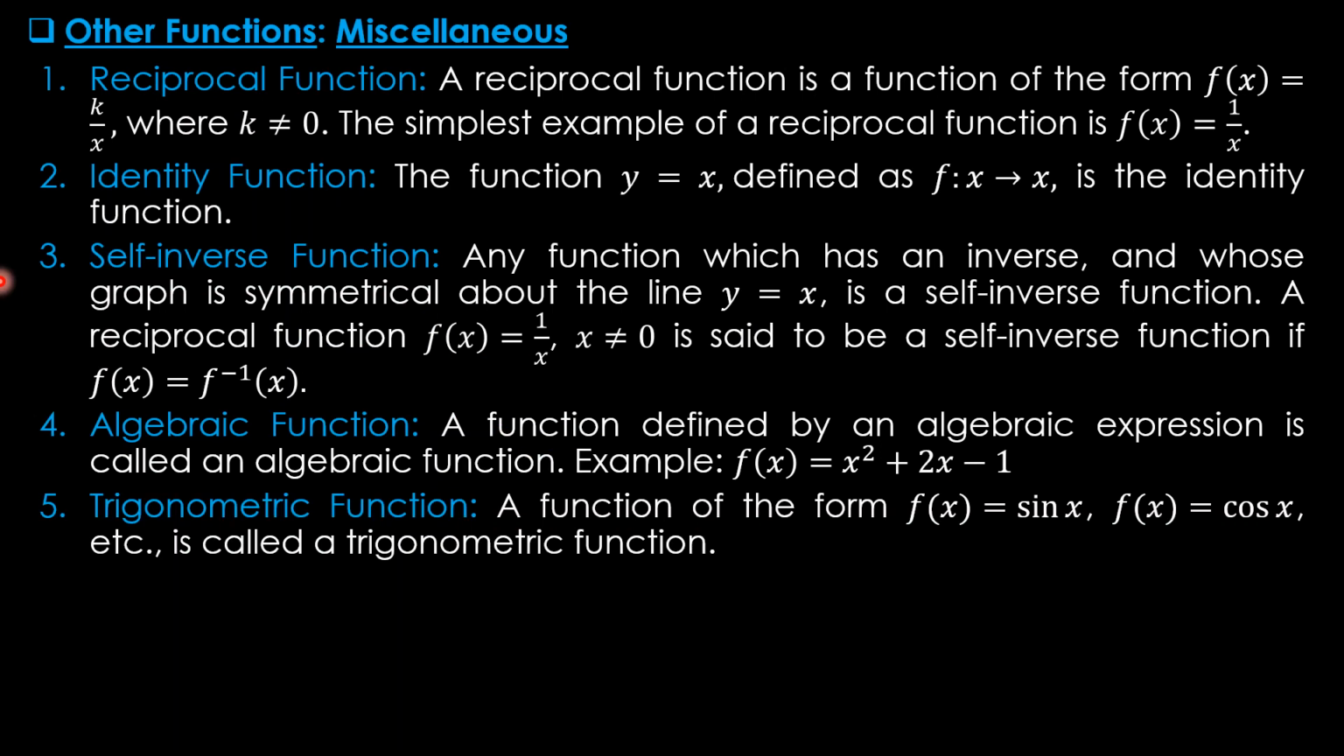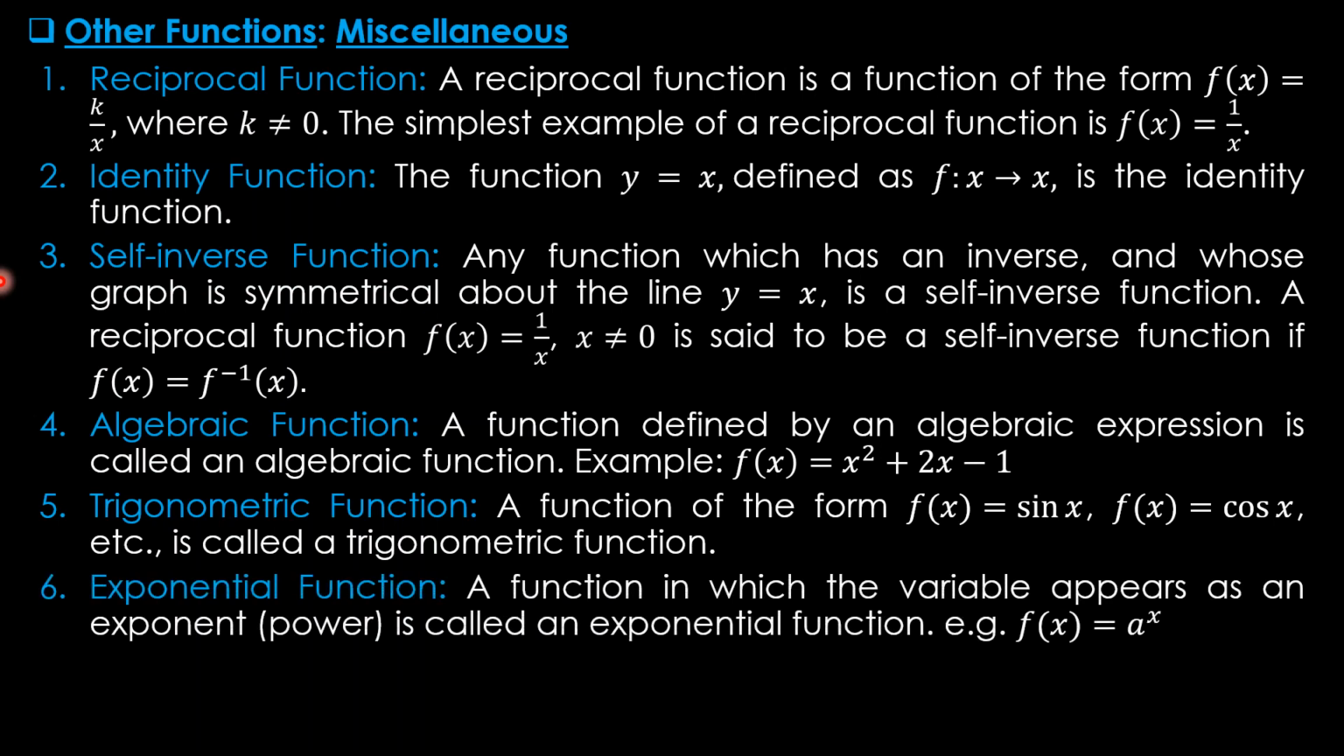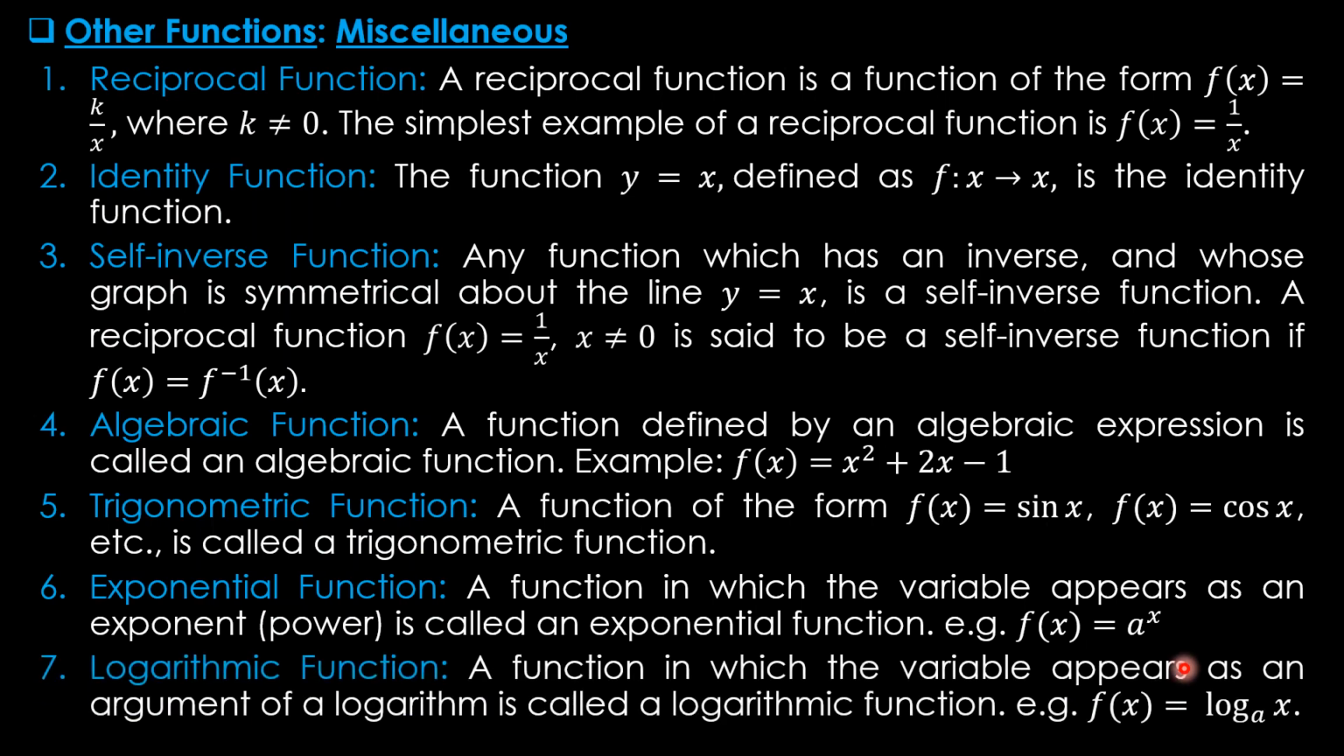Trigonometric function. A function of the form f(x) equal to sin x or f(x) equal to cos x, etc. is called a trigonometric function. Exponential function. A function in which the variable appears as an exponent is called an exponential function. For example, f(x) equal to a to the power x. Logarithmic function. A function in which the variable appears as an argument of a logarithm is called a logarithmic function. For example, f(x) equal to log x to the base a.